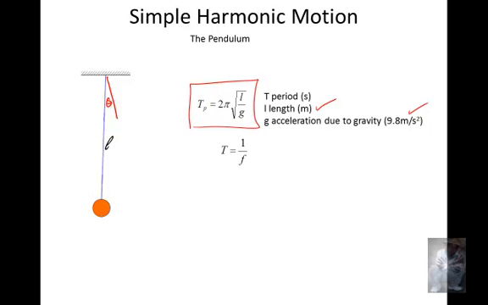Now notice that the period only depends on the length, as long as obviously we're on the Earth. It doesn't depend upon the mass. It doesn't depend upon how far we pull it back or anything else but the length.